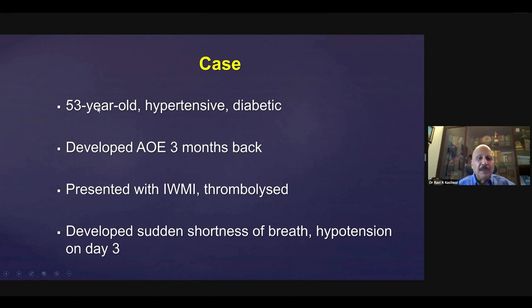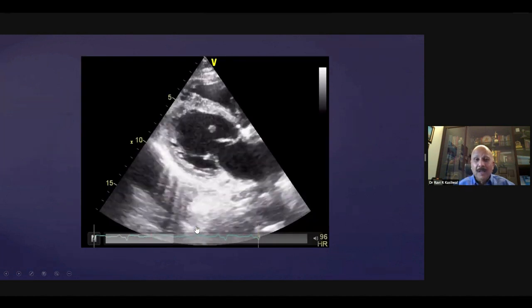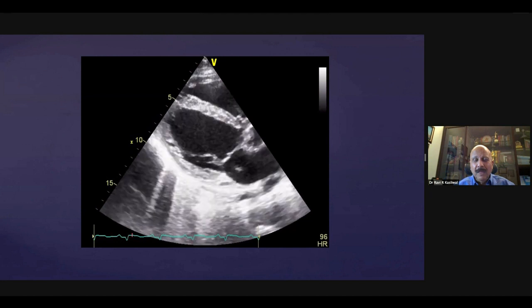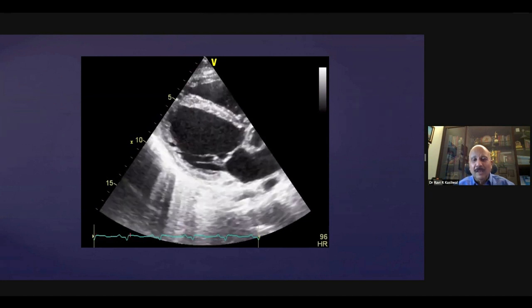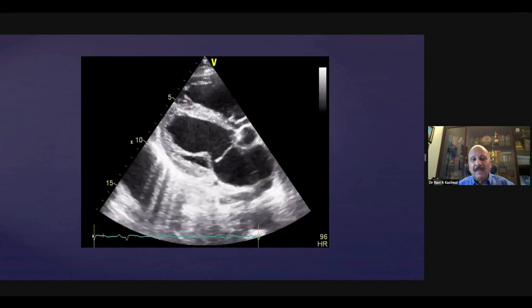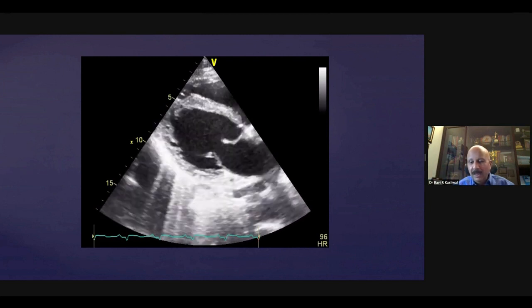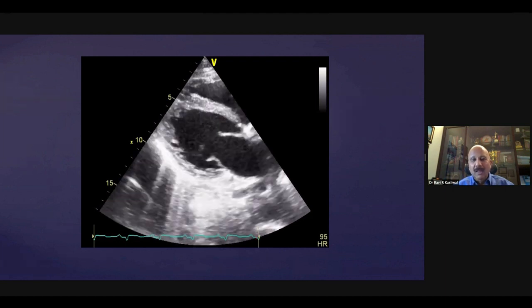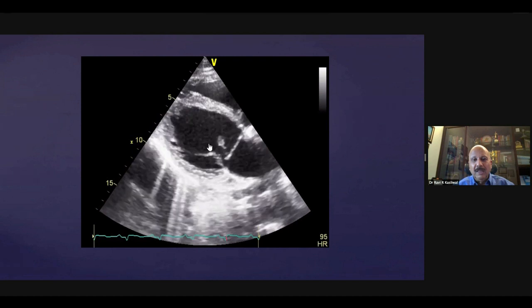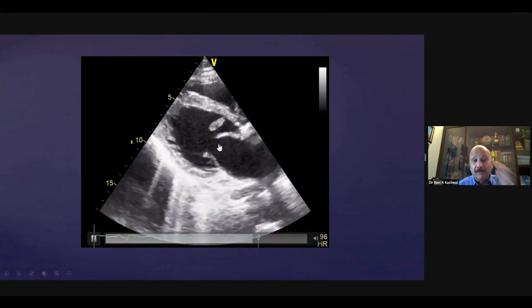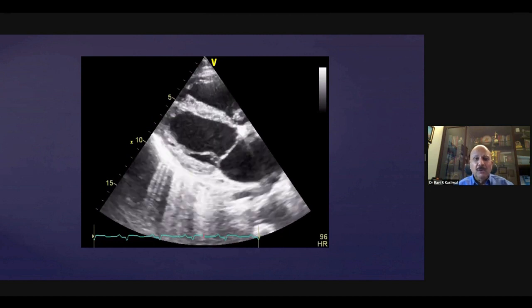So this is a 53-year-old lady. She was hypertensive, diabetic, and developed angina of effort 3 months back. Nobody took any cognizance of her. But then she presented with an inferior MI, and she had been thrombolized in an institution away from Medanta, and developed sudden onset shortness of breath. In the ER, on examination, she had a systolic murmur at the apex between S1 and S2, and just see, it's not far away. On the first shot in the parasternal view, you can see that the patient has a ruptured chordae. This is one of the conditions in which you have to act very fast.